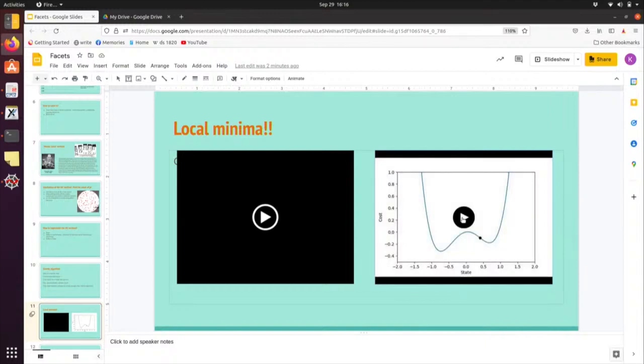What do you think? You make random moves. Where does the minimum actually lie? Where is the actual minimum of this function? So it's at that minus 1 point, right? But do you think that with just random moves, you would get to that minus 1?